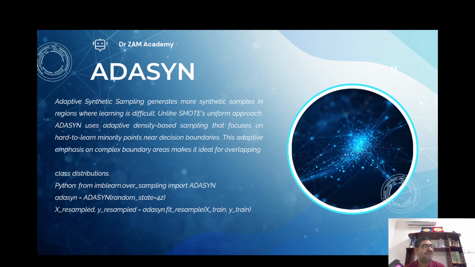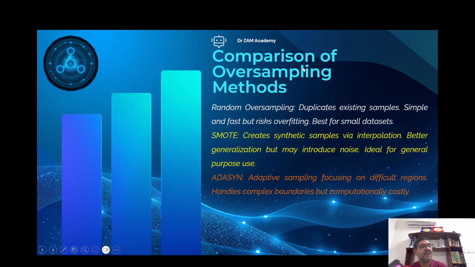This adaptive emphasis on complex boundary areas makes it ideal for overlapping. So definitely it is in these areas that it is filling, where it is difficult for a machine learning model to decide whether a particular transaction is a fraud transaction or a normal transaction. It will be filling that minority class, there will be better representation of that, and it will be ideal for overlapping. So definitely there can be a possibility of overlapping in this.